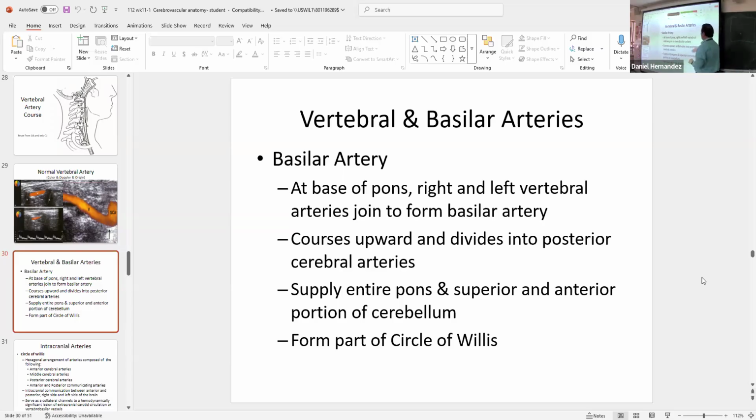It could be in bar trivia. It courses upwards and divides into our posterior cerebral arteries. So the vertebral arteries come together, form the basilar artery for a segment, and then it splits into our posterior cerebral arteries for our circle of Willis. It supplies the entire pons. So basically think of the brain stem, the medulla oblongata, the cerebrum. I'm sorry, the cerebellum. So again, it forms the part of the circle of Willis that bifurcates into those posterior cerebral arteries.